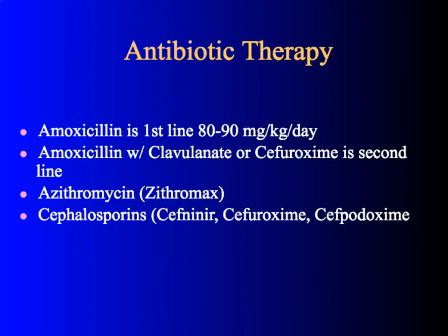Antibiotic therapy is treated first line with amoxicillin, and that would be 80 to 90 milligrams per kilogram per day. The second line of antibiotic treatment is amoxicillin with clavulanate or cefuroxime. Azithromycin or Zithromax can be used, and cephalosporins such as cefdinir, cefuroxime, and cefpodoxime can all be used as well.